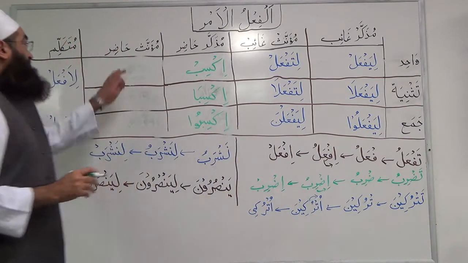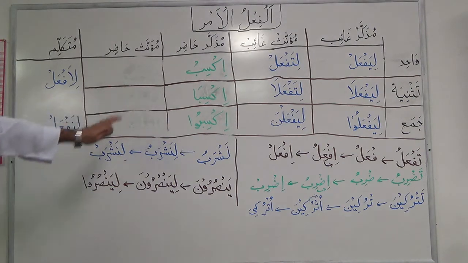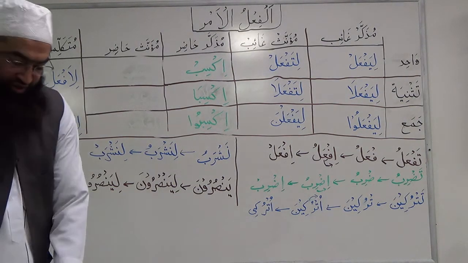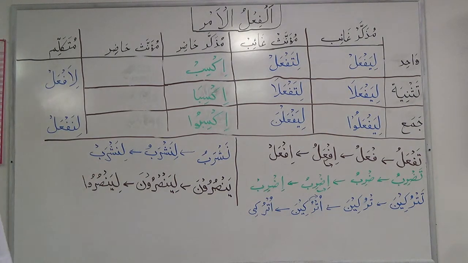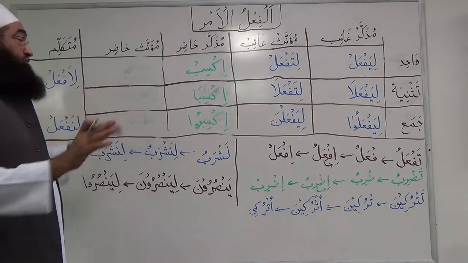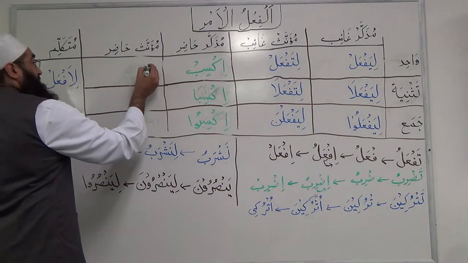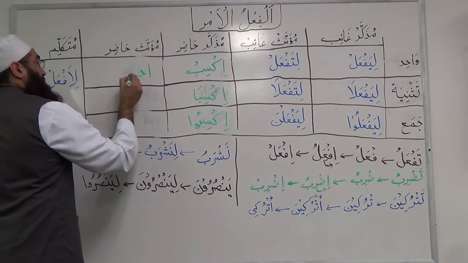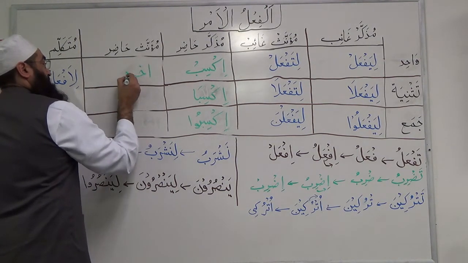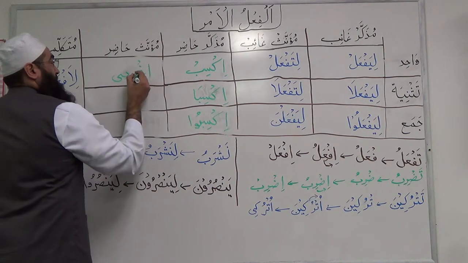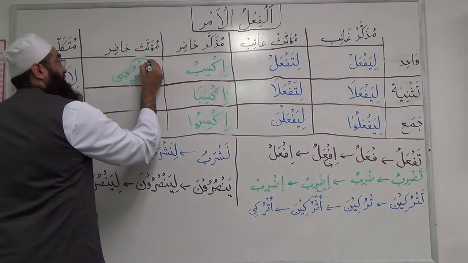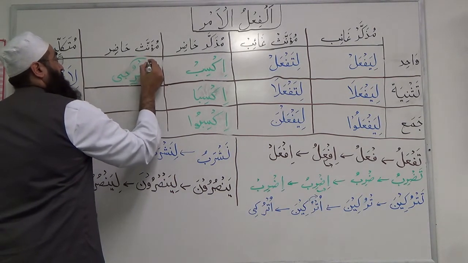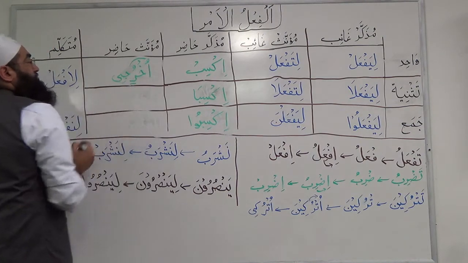All right, let's use another one. Something from Nasara yansuru. All right, kharaja yakhruju, to leave. So you one lady leave. How would you say it? Good. So because this ayn kalima has a dhamma, you will bring the dhamma over here also. So it will become ukhruji.